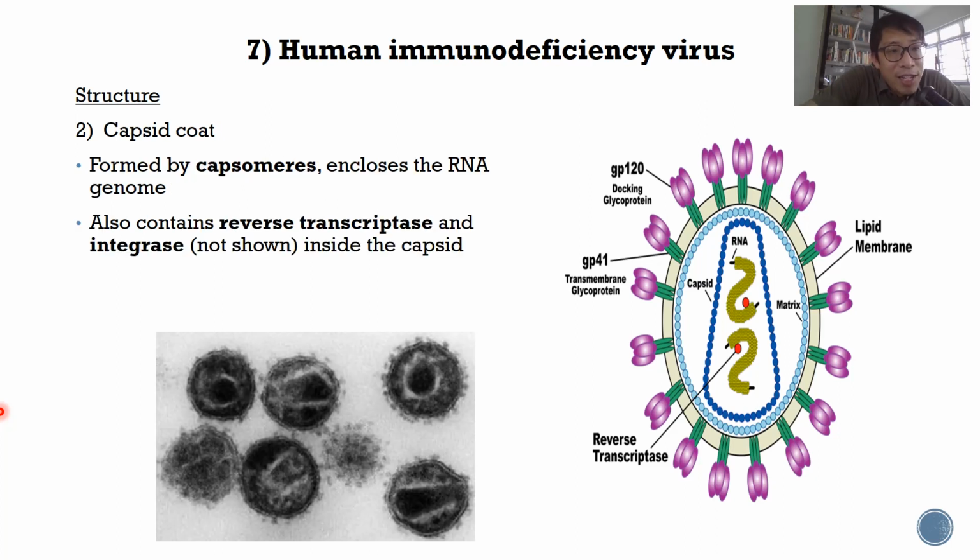For the capsid core, similarly, it is formed by capsomeres, and the capsid core encloses the RNA genome. Within the capsid core, there are two other enzymes. One is reverse transcriptase, because it's a retrovirus. Another one is integrase. Reverse transcriptase is shown in this diagram you have in the notes as well, but integrase is not shown, so there should be another enzyme present within the capsid core.